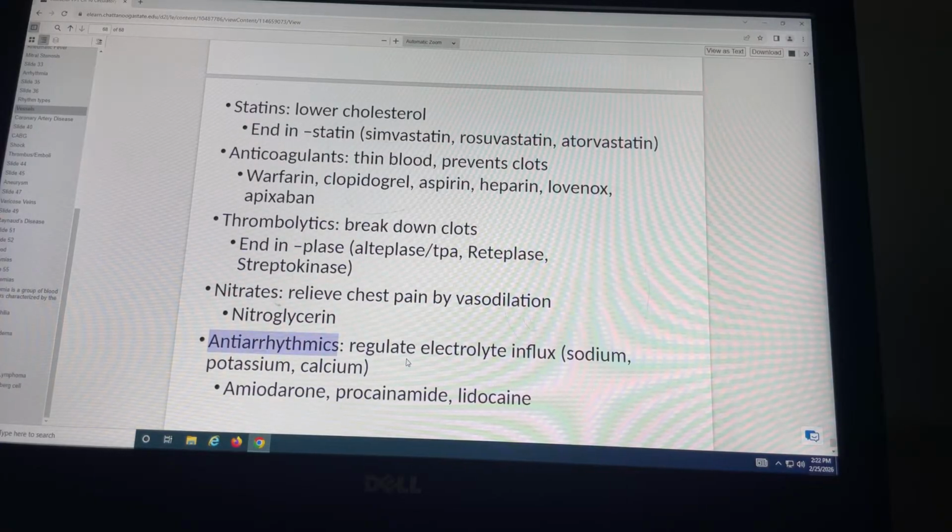I didn't want to get into all the different types of drugs because that's just way too much. But these are very, very common ones. Amiodarone, I think, is the most common drug given for arrhythmias. Then procainamide, lidocaine, these are also very common.